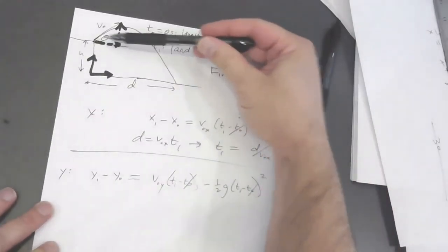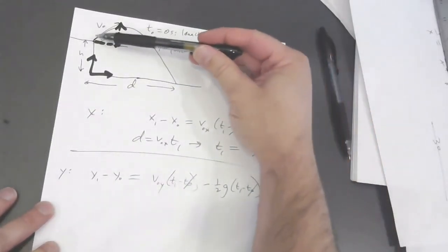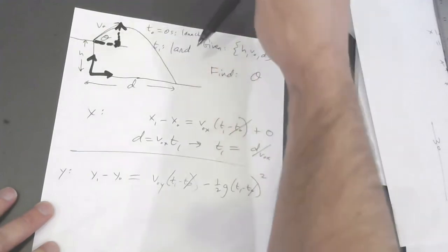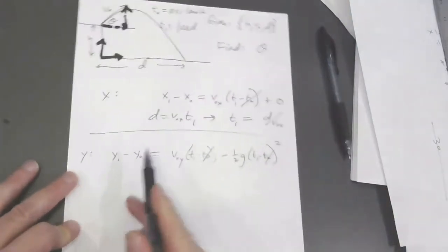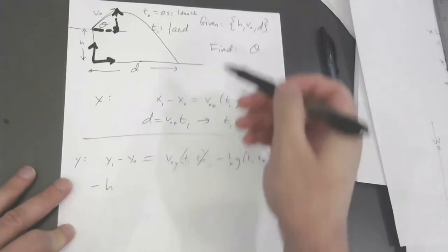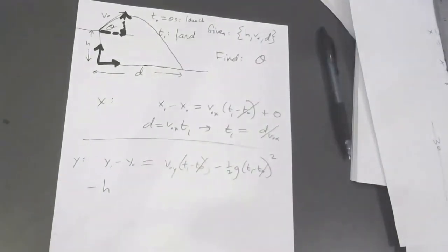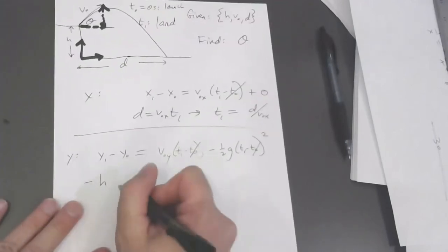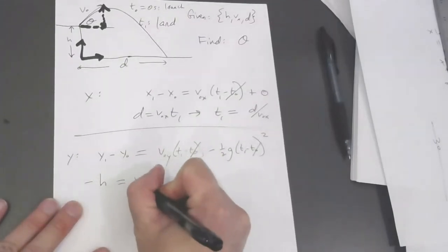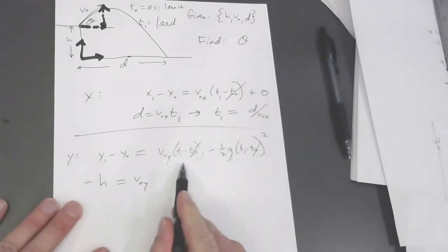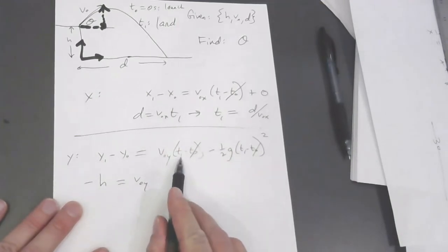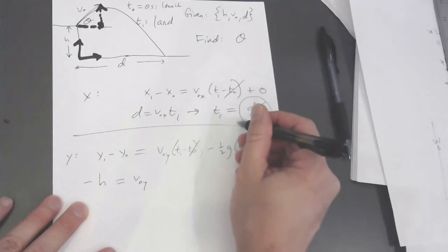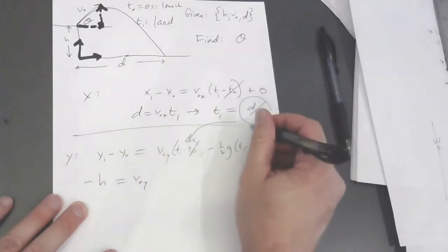And what is my displacement here? In going from launch to landing, well, I started at plus h units, and then I went down to 0. So my displacement is actually negative h. We went downwards by h units, which is a displacement of negative h. Okay, so this is going to equal v0 y t1, and I may as well substitute now for t1. Let's take this expression for t1, plug it in here, plug it in there.